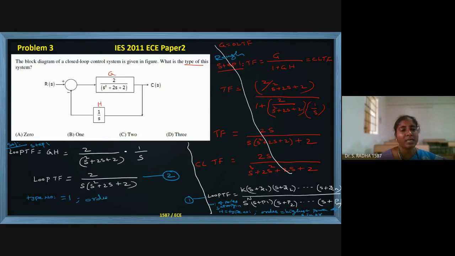Order is obtained by completely multiplying the denominator. What is the highest power of S in the denominator? 3. Order is 3. This is our solution. This loop transfer function equation 1 is important. Then, comparing our calculation, equation 2, with equation 1, find out the type number and order. This is our actual solution.